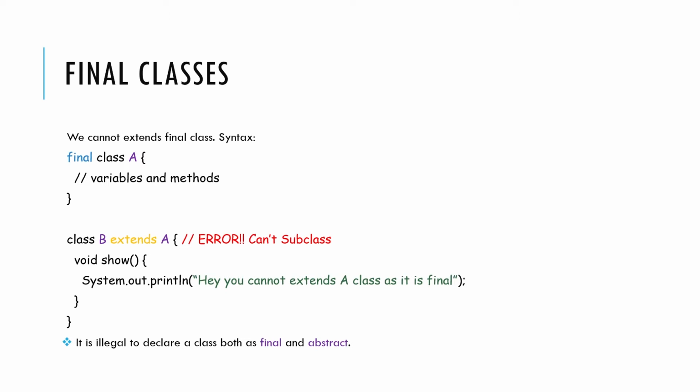If we want to create a class that cannot be extended, we can make the class final. Here is an example in which class A is final and B tries to extend A. The program will not compile, as it cannot subclass the final class A. One other point: it is illegal to declare a class as both final and abstract, since abstract relies on subclasses and a final class cannot be extended.